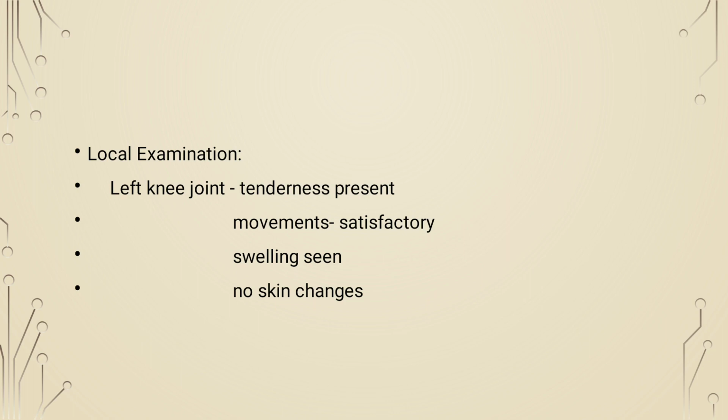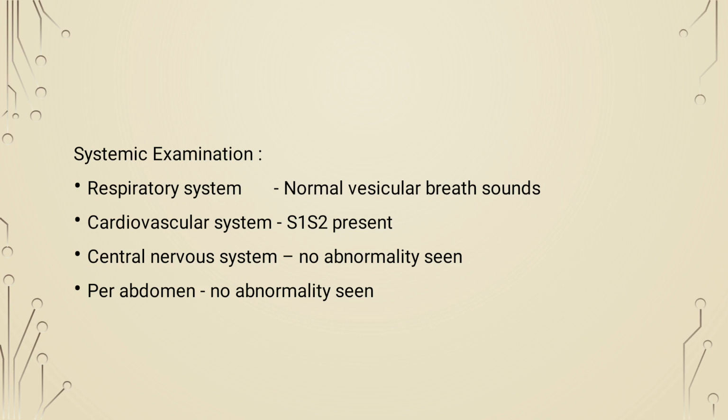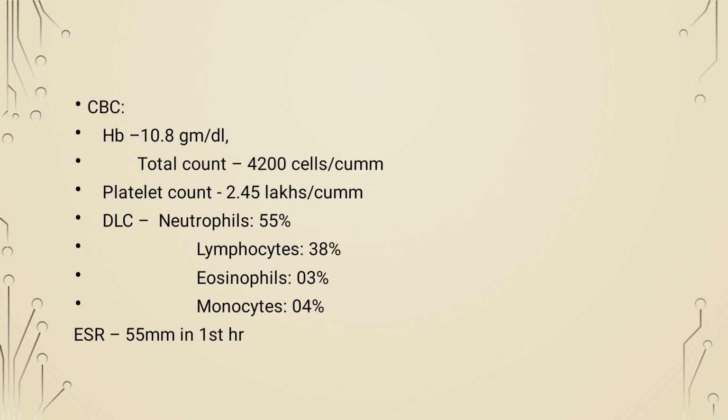On local examination of the left knee joint, tenderness was present, movements were satisfactory, swelling was seen, and no skin changes were seen. Systemic examination: respiratory system, cardiovascular system, central nervous system, and per abdomen, no abnormality was detected. On complete blood picture, hemoglobin was 10.8 gram per deciliter. Total count, platelet count, and differential counts were within normal limit.